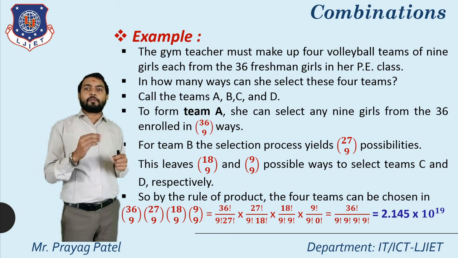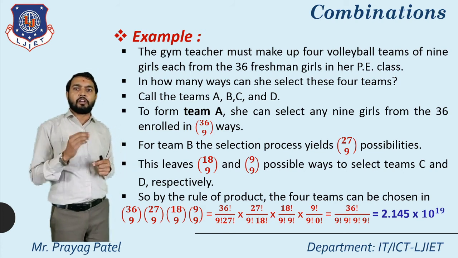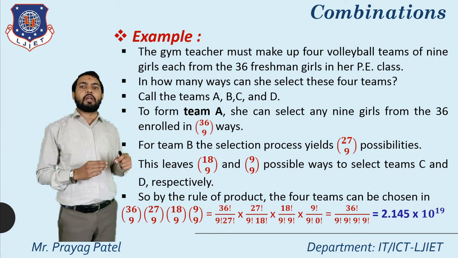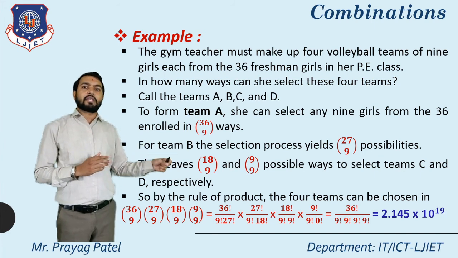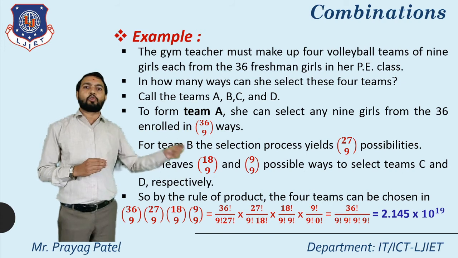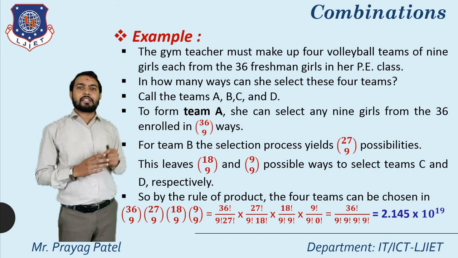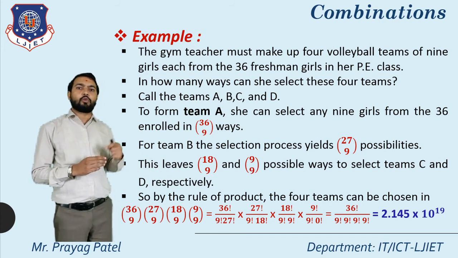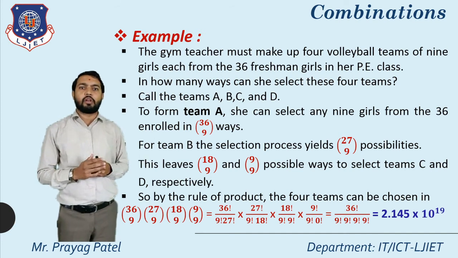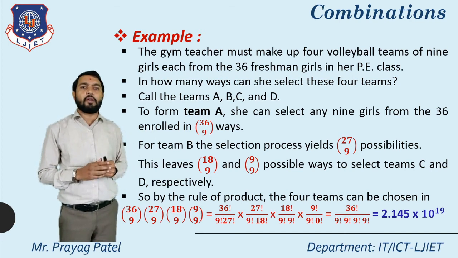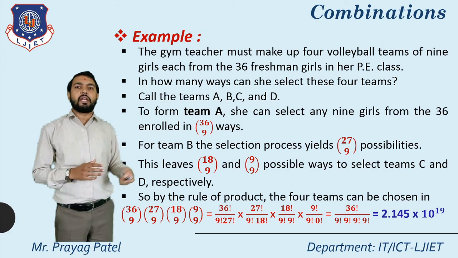So the answer for C(36,9) is 36 factorial divided by 9 factorial times 27 factorial. For the second one also, in the same way, we can find the factorials for all. So the final answer is 36 factorial divided by 9 factorial, 9 factorial, 9 factorial, 9 factorial. And the answer is 2.145 multiplied by 10 raised to 19.